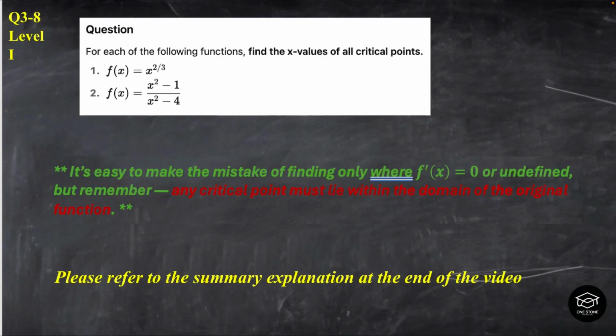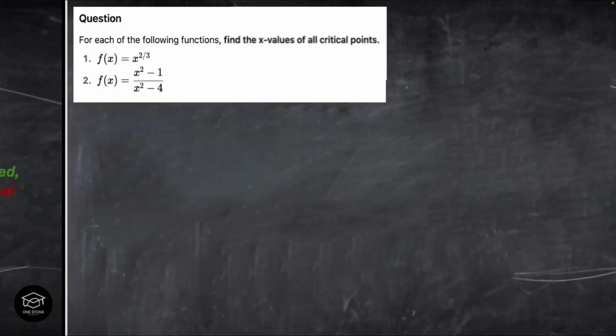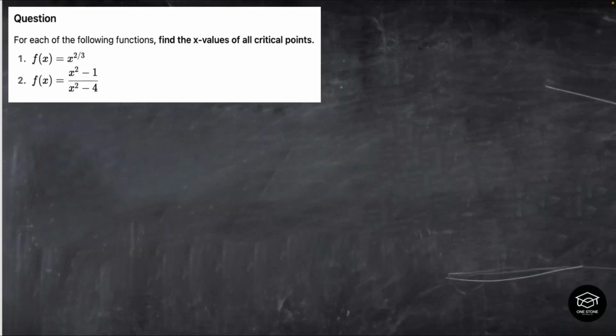Today, we're going to find the x values of the critical points for two functions. The first function is f of x equals x to the 2/3 power. The second function is f of x equals the quantity x squared minus 1 divided by the quantity x squared minus 4. Let's start with the first one.